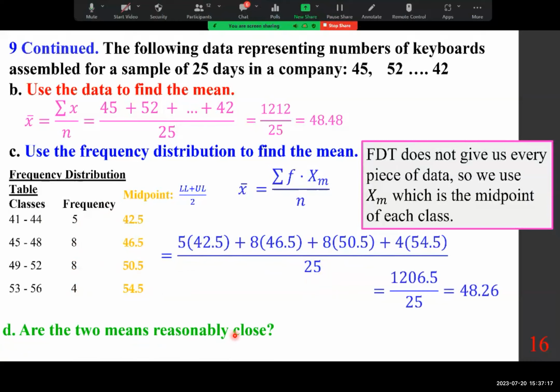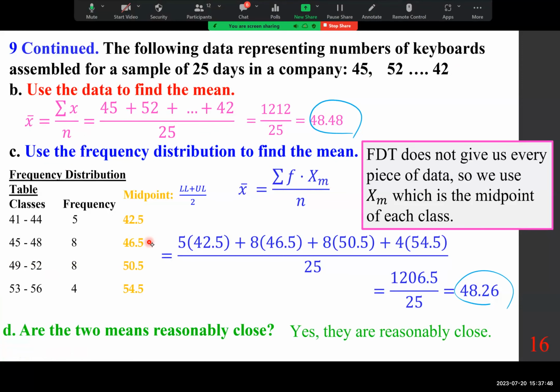are the two means reasonably close? Take a look at the values. In the first case, we have the exact answer because we have used the summation of data divided by the size, summation of x divided by n, which is a precise mean. This one we estimated using the frequency distribution table, and that is why this midpoint works pretty good. And the answer is yes, they are reasonably close. It's a nice estimate.